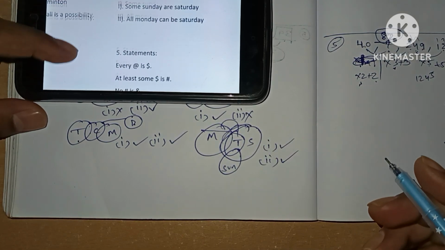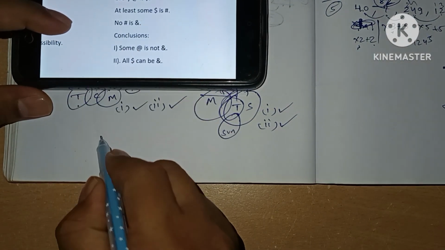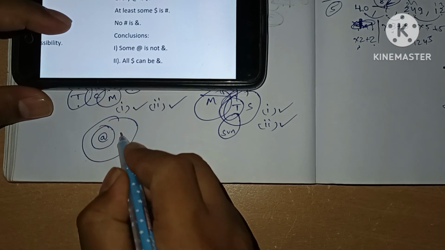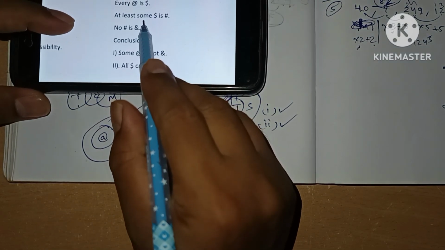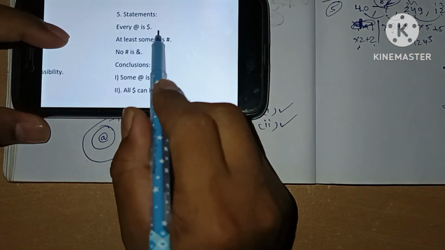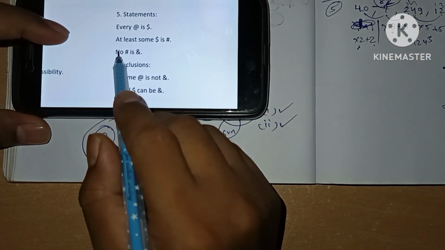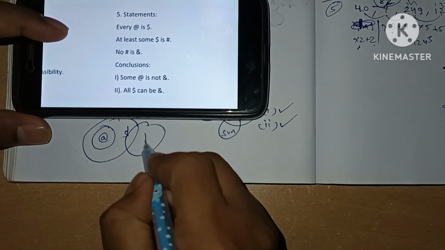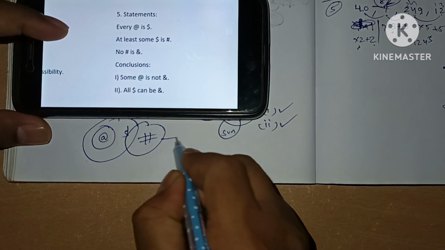Next, we are going to see the fifth question. Every means all. Every at the rate is inside dollar. At least some dollar... wait a second. Every dollar, every at the rate is a dollar. Next, at least some dollar is slash. Hashtag. No, hashtag is end.